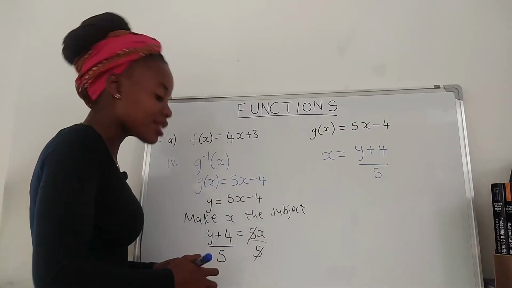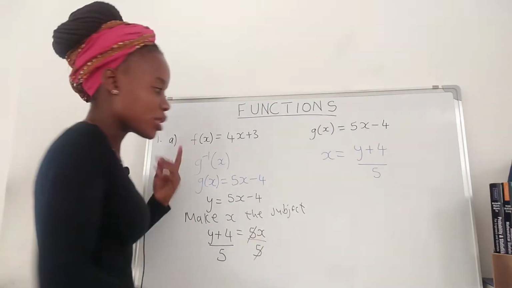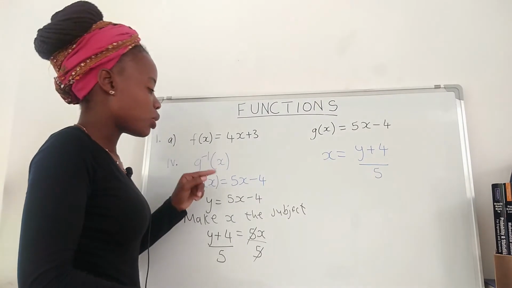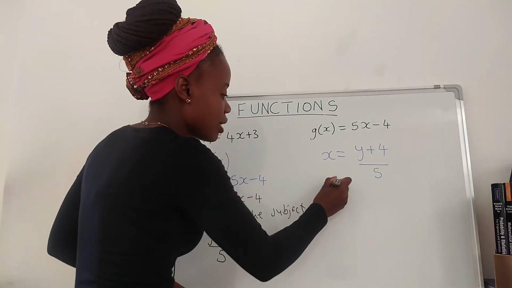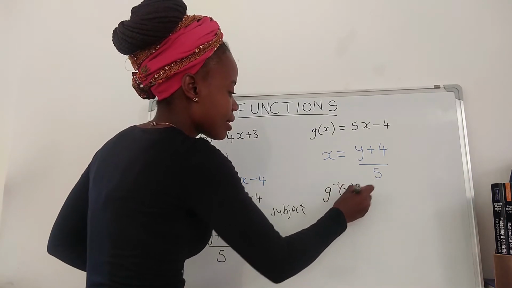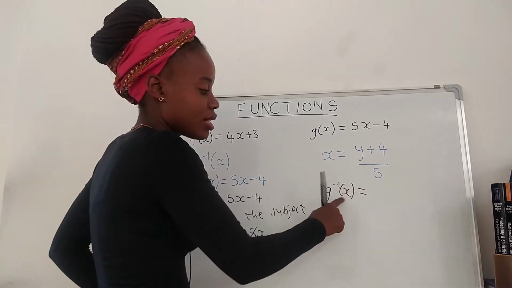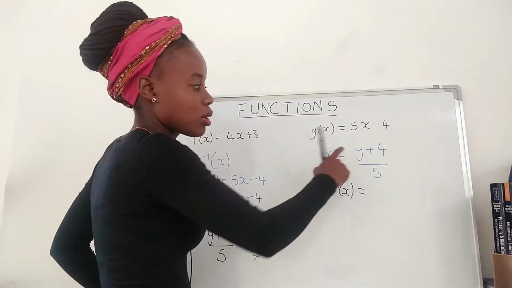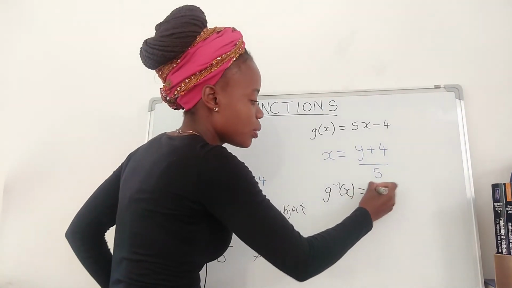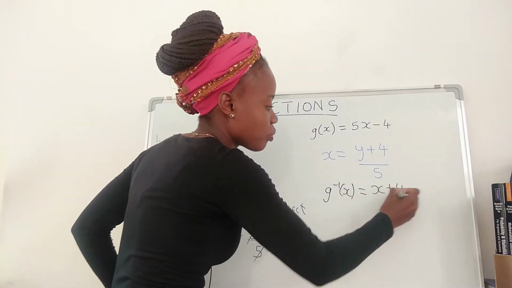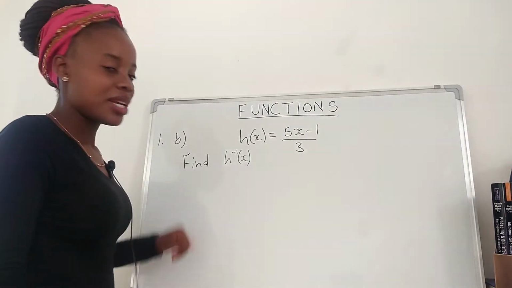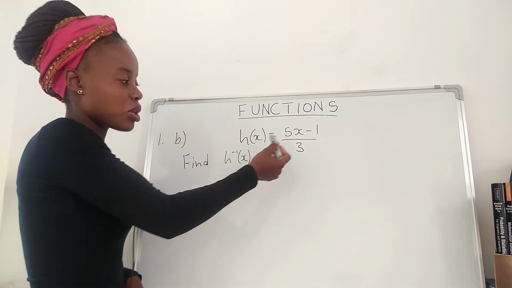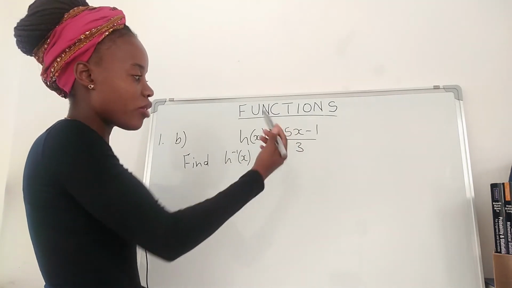After this step, you are not done. When you see x, you substitute g inverse of x. So you're going to have the inverse of x is equal to, this function is supposed to be in terms of x. When you see y, use x. x plus 4 over 5. Then you are done. B, we have h of x equals 5x minus 1 over 3.